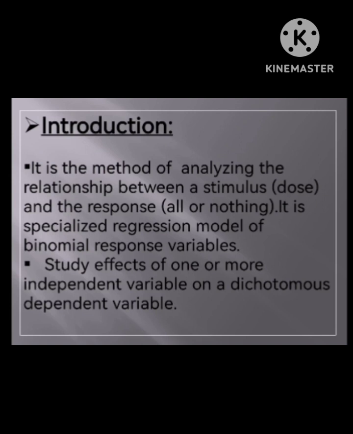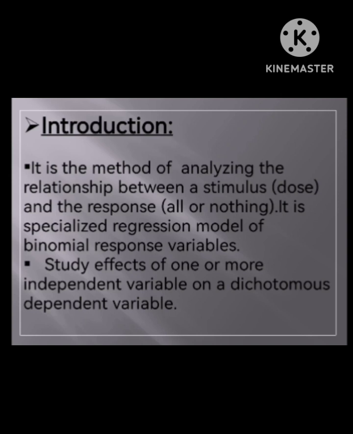So simply, what is Probit analysis? It is a method of analyzing the relationship between a stimulus and the response. The stimulus can be in the form of dose and response can be in the form of all or nothing. It is a specialized regression model of binomial response variable. A binomial response variable has generally two outcomes. It also studies effects of one or more independent variables on a dichotomous dependent variable.